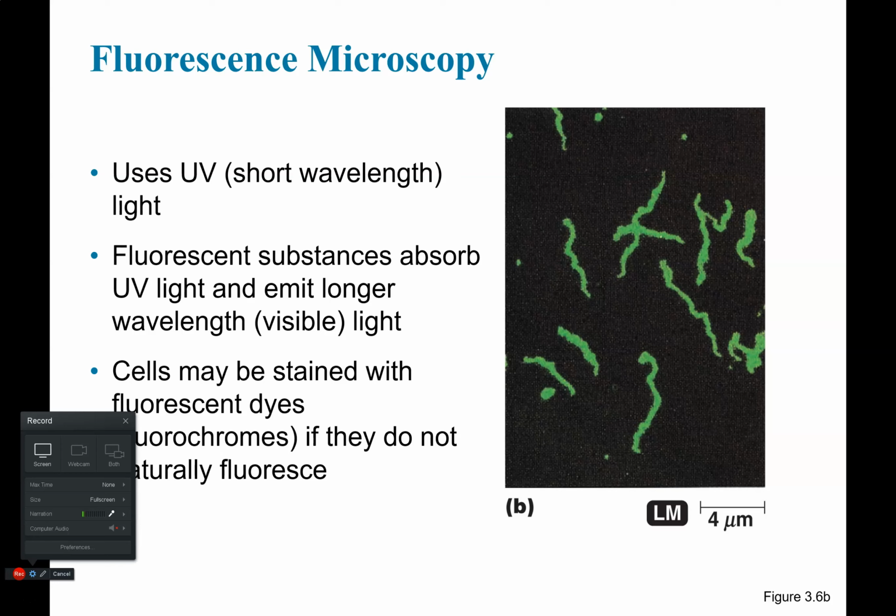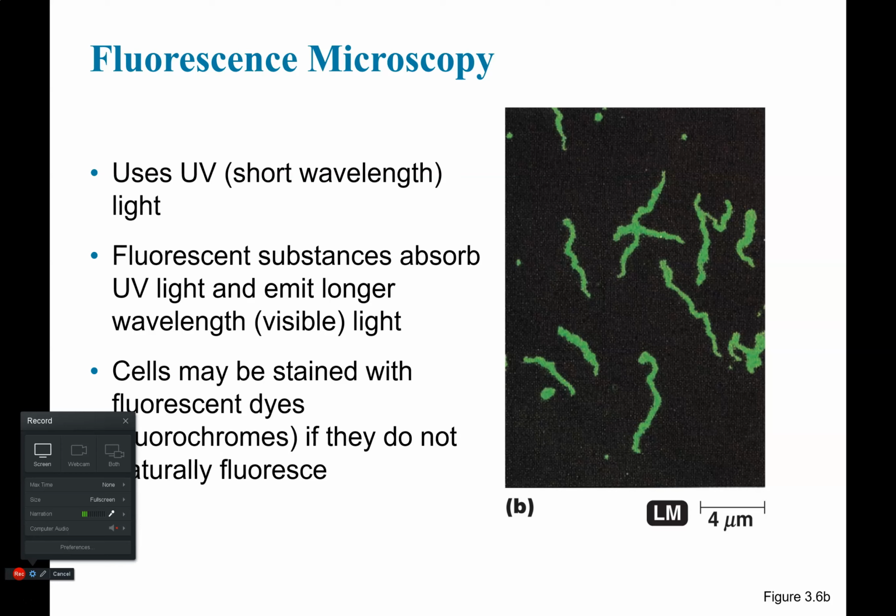And they're using this because the bacteria is very, very thin, and it's really hard to see under regular light microscopy, whether you use bright field, dark field, etc. It's very thin and hard to see. So what they do here is they use a fluorescent dye to stain the bacteria.